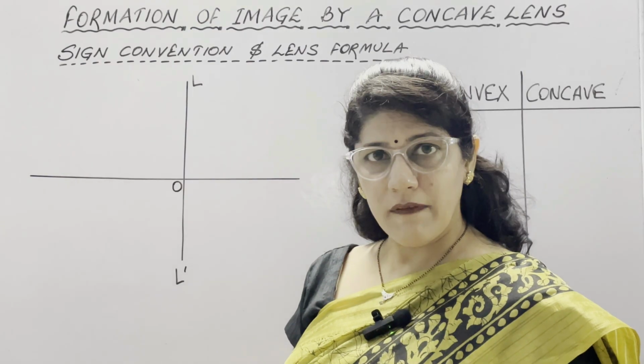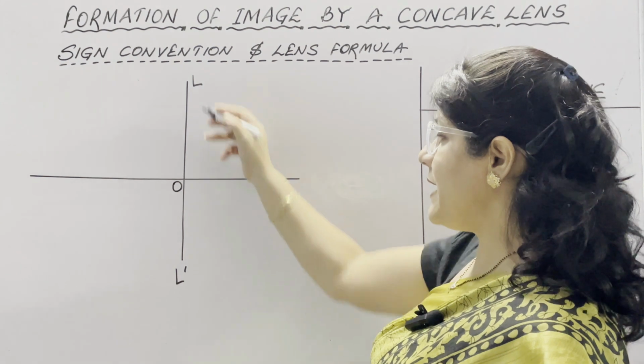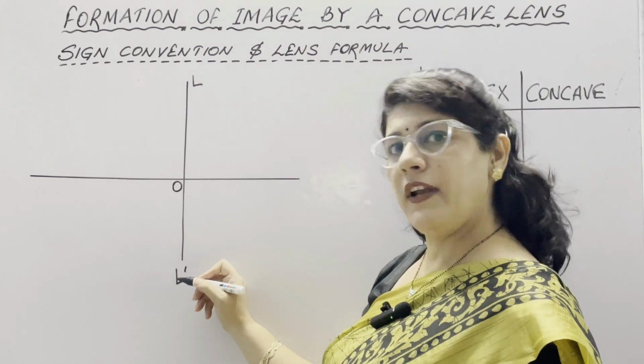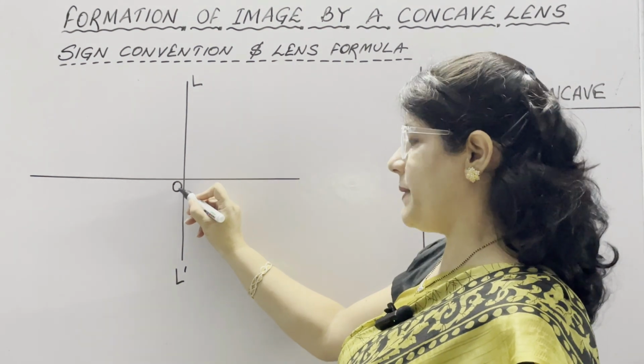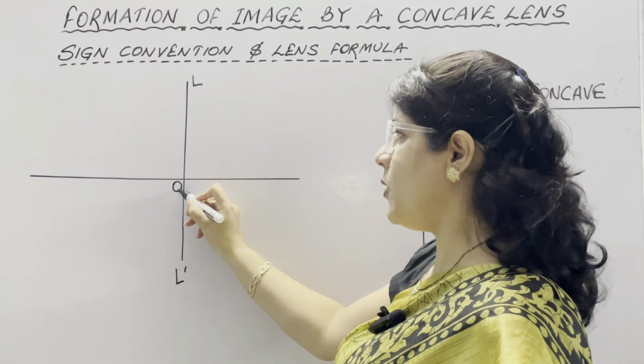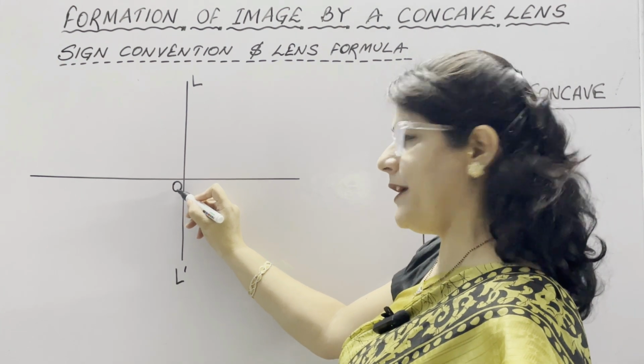Now coming to sign convention of a lens, this LL dash is the lens. It may be concave, it may be convex, and O is the optical center. So O is the 0 point of our coordinate system. We treat it as 0.